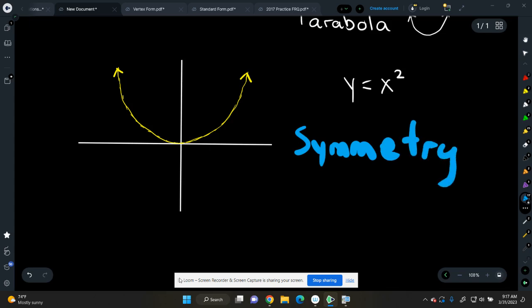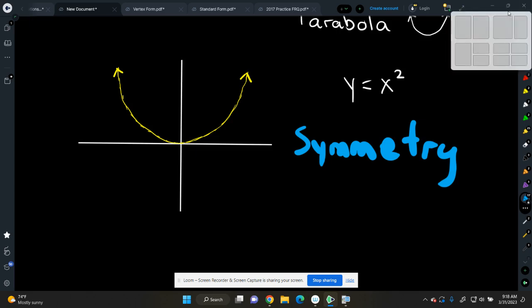Symmetry. What does symmetry mean? Or symmetric, what does that mean? It's the same on both sides. Yes, right? We are symmetric, right? If you cut me in half, both halves would be the same. Don't try it. Okay? Take my word for it.